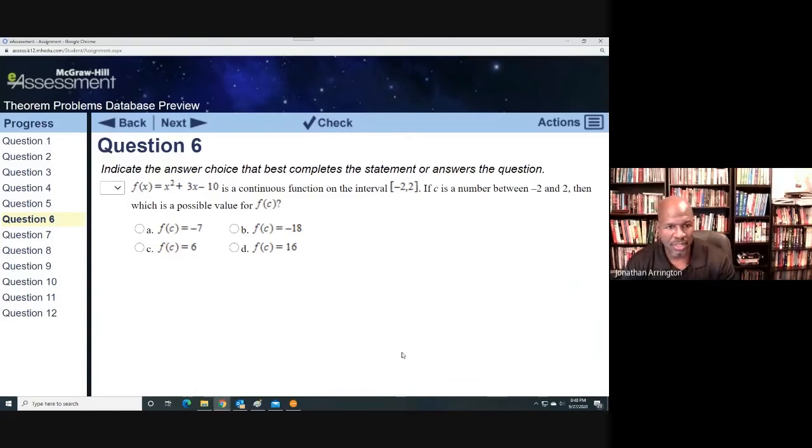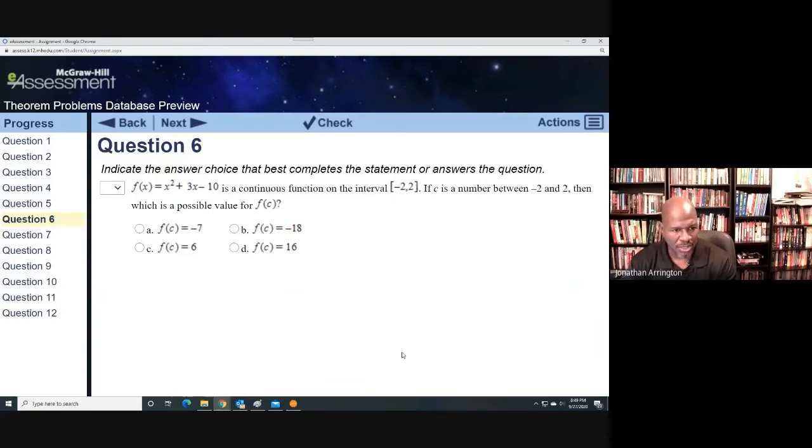But anyway, it tells me here the function is continuous on the interval -2 to 2. So you see there's a closed interval there from -2 to 2. And it says if c is any number between -2 and 2, then which is possible for f of c? So c is a number between a and b. In this case, a is -2 and b is 2. And I'm asked, what is a possible value for f of c? Well, it has to be a value between f of -2 and f of 2. So this is like the k. It has to be a value between f of a and f of b.